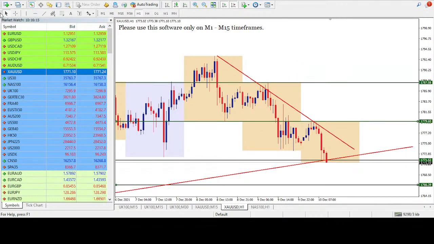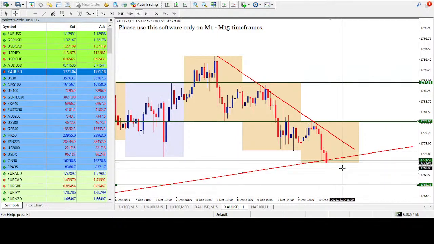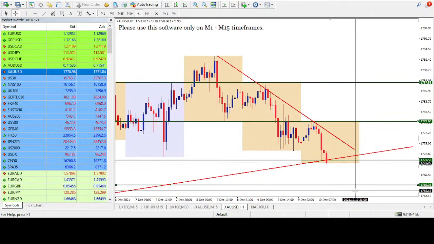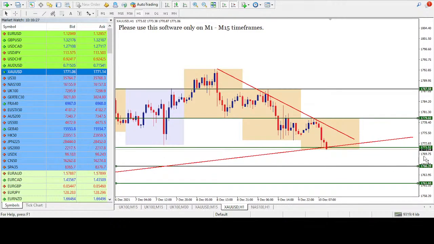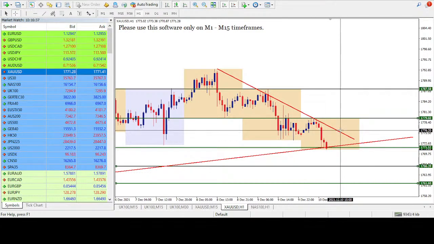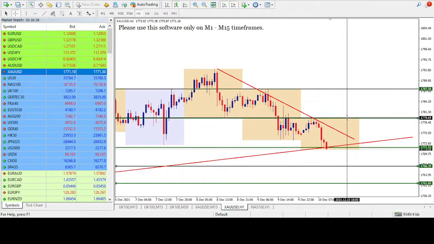According to our analysis here, just looking at the structure, after seeing this breakout, we know that our first target is going to be here. That makes sense. 1766. You can do a 1:1 risk ratio if you're into that sort of thing. And if it breaks that first support, the next one is going to be this one here, if it keeps going down. But if you see a rejection here and a breakout there, the entry can be there, and then you can target there.